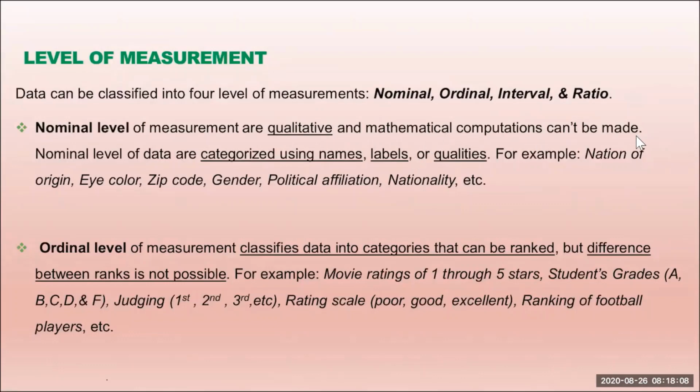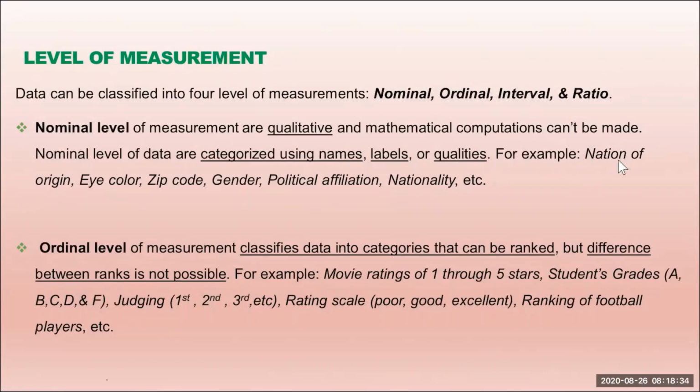If you see numbers there, you cannot use them as pure numbers. For example, you can see nominal levels of measurement are categorical, using names. So you may have a name. If you see a name of something, that is nominal level of measurement. If you see a label, that is also the nominal level of measurement. If you see qualities, then it is also called the nominal level of measurement.